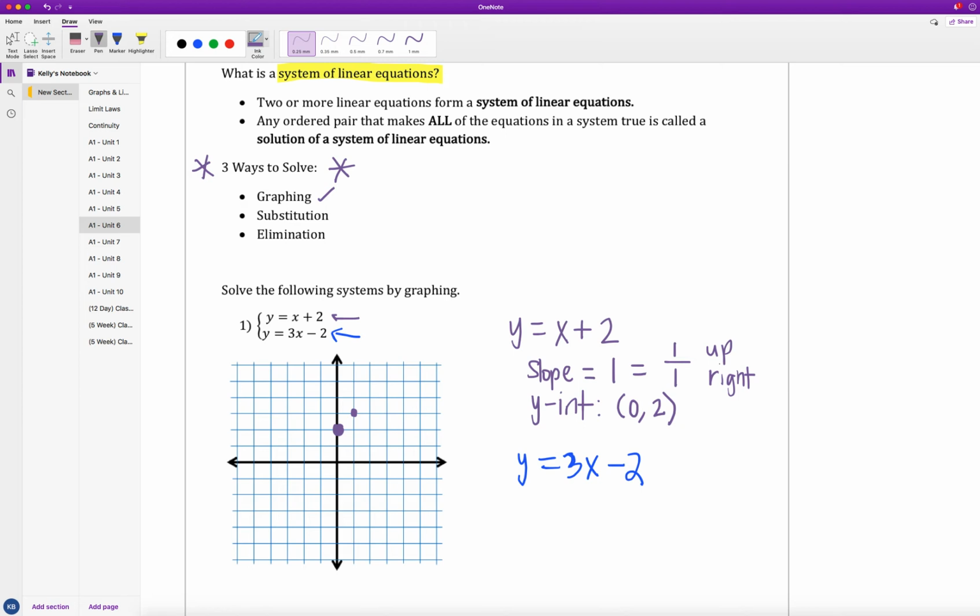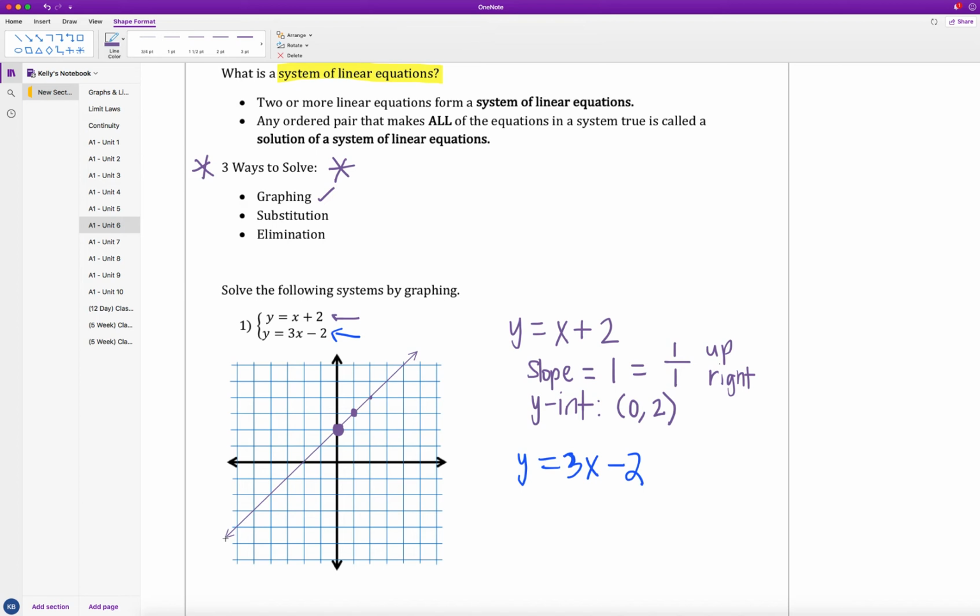Now I could keep going, up 1, right 1, and get another point, but all I need is 2 points to form a straight line. So I'm going to go ahead and insert my straight line here. If I was on paper, I would be using a ruler and connecting these two points.